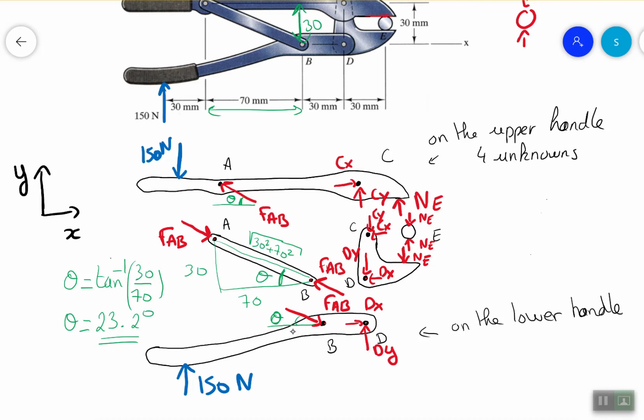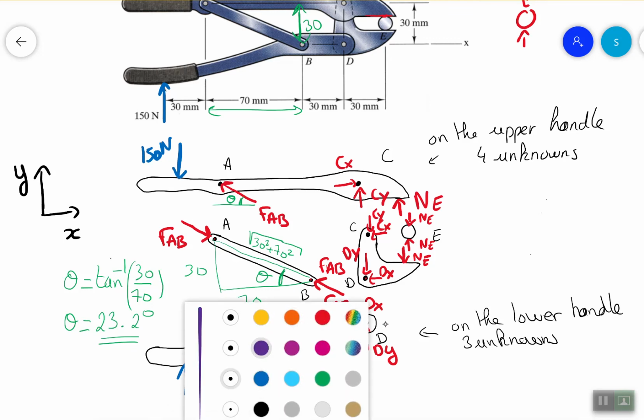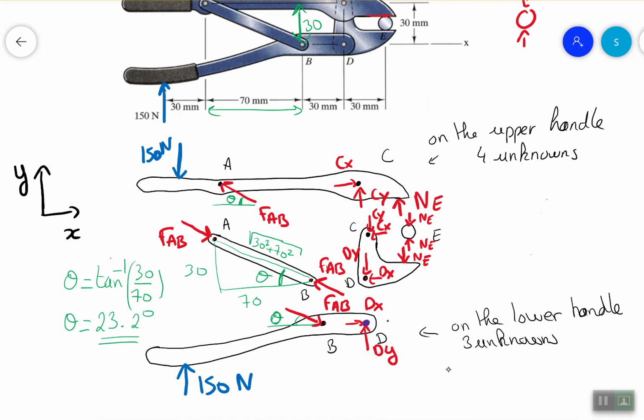So on the lower handle, how many unknowns do we have? 1, 2, 3. 3 unknown. Looks like a good deal, right? And we have 1 unknown at A, at B, and 2 at D. So if we do the moment about the point D, there, the moment about D is equal to 0, we can solve for FAB, right?